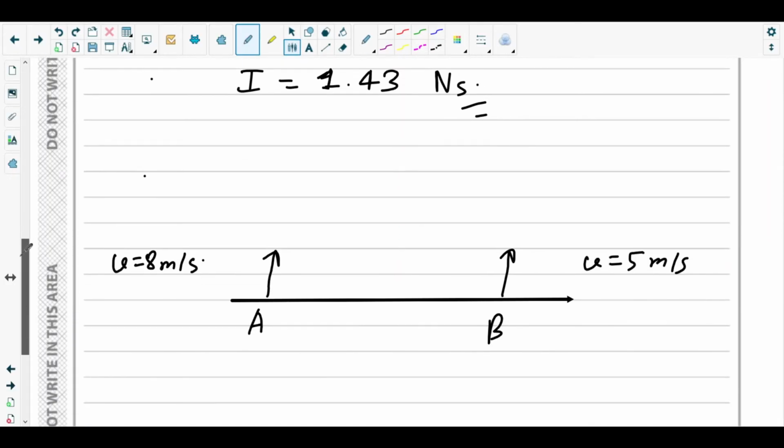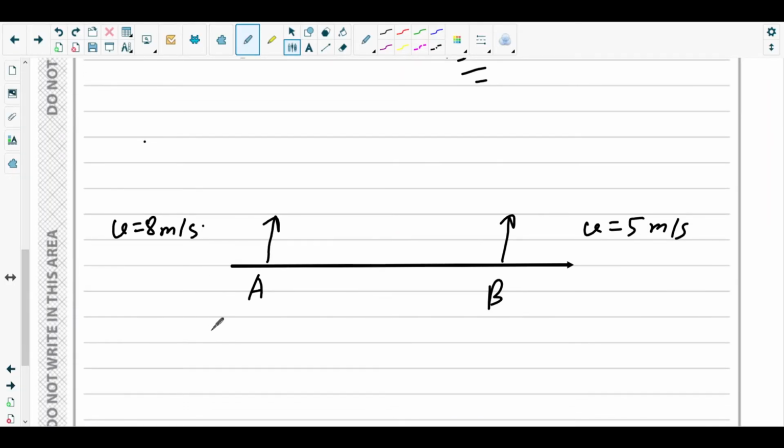So for A, after t equals t2 seconds, let's suppose ball A is at a height of h meter above the ground. And ball B is also at a height of h meter above the ground.